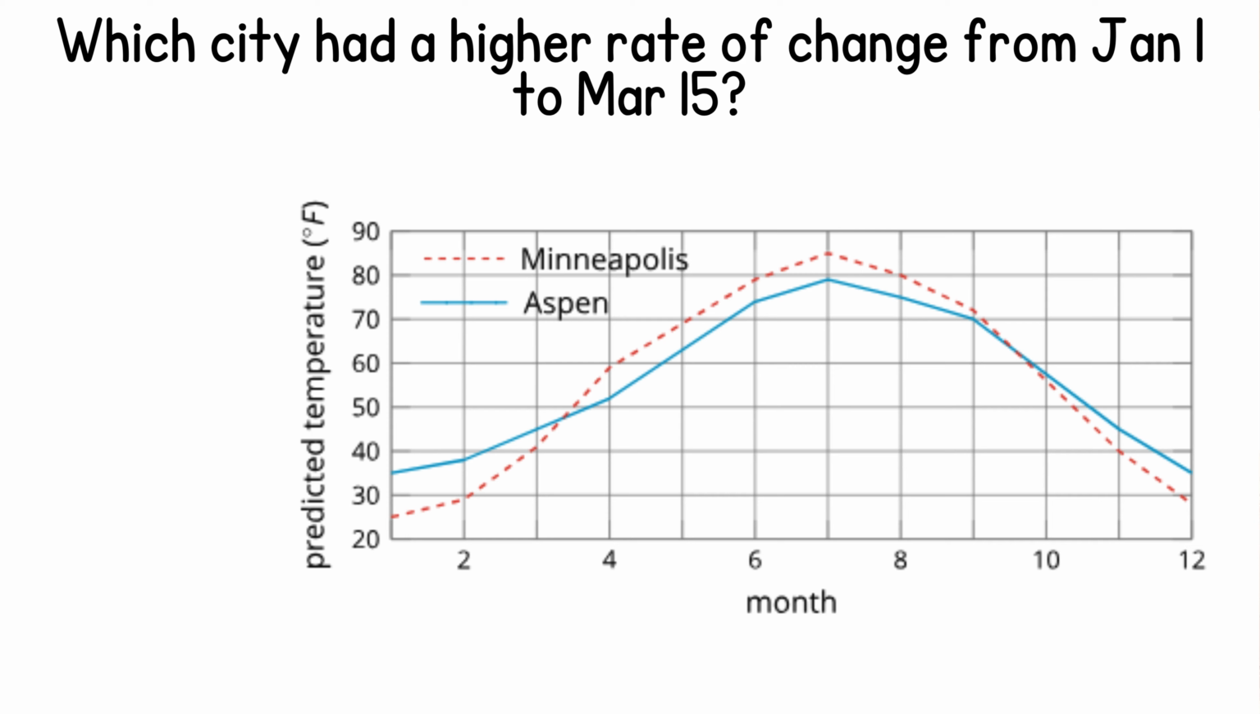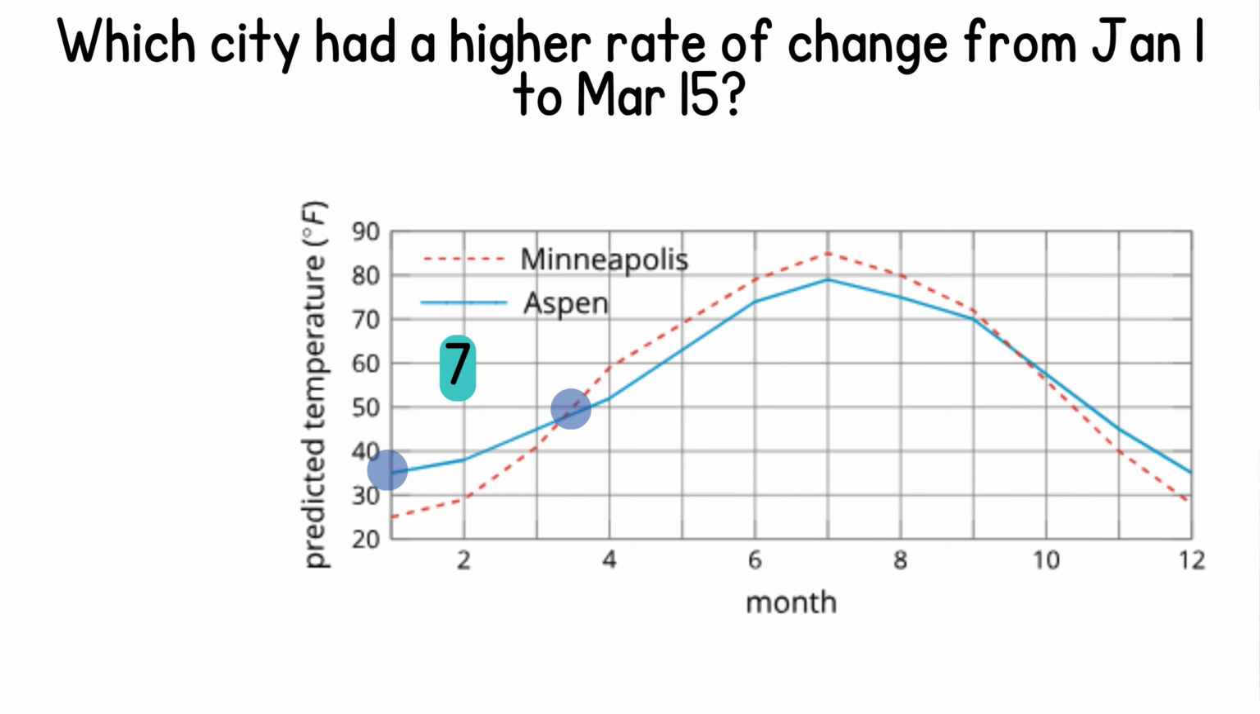So let's start by looking at the rate of change of Aspen. Since January 1st represents 1, we'll look to see what the y value is when x is 1. March 15th is in the middle of the month, so this will be represented when x is 3.5. Now we can find the rate of change by looking at the change in y values over the change in x values.